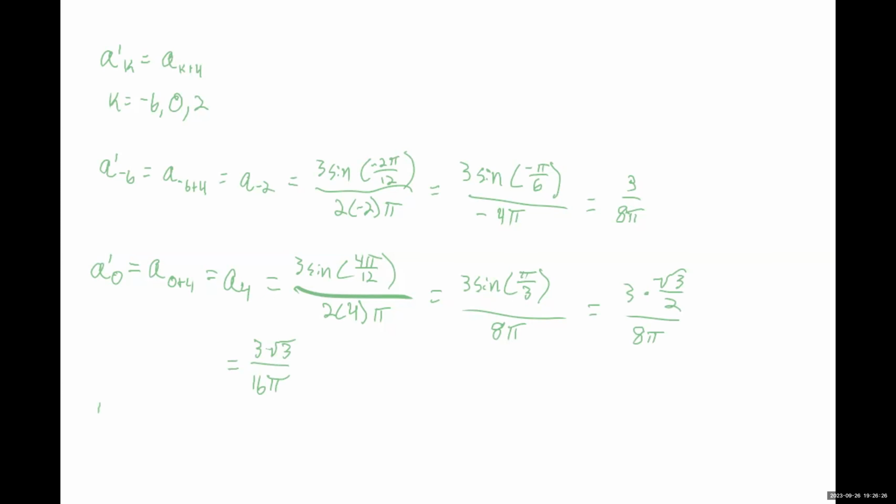And finally, we're going to have a prime of 2, which is going to be a of 2 plus 4, or a of 6. I believe it's still no. All of these values are on the unit circle, and I should know them. I just have not reviewed the unit circle in a while.